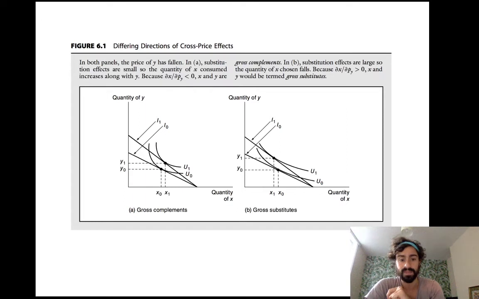In doing this, we haven't changed the price of X at all, right? The intercept on the X-axis remains the same. If all you're doing is buying X, you can buy the same amount. The price of X has not changed. So the only thing that we've changed in moving from I0 to I1 is the price of good Y. And in this case, the price of good Y has gone down.